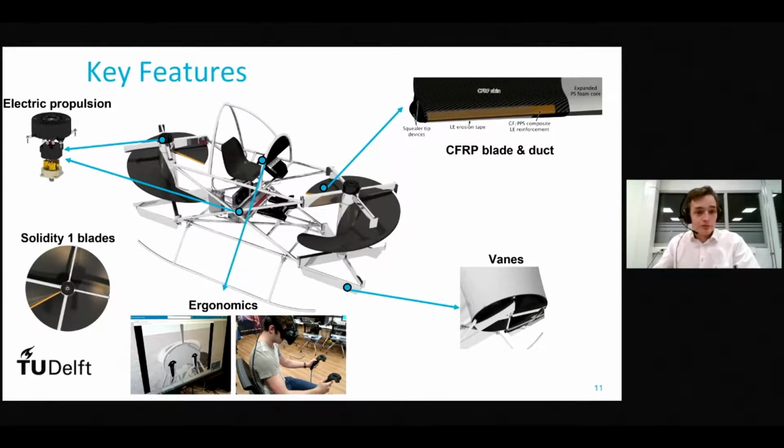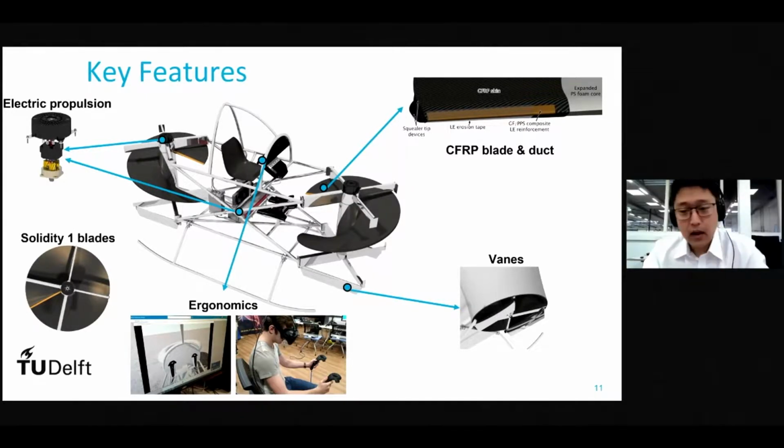So, Sungi. Yes, thank you. So to design our vehicle, we needed a way to estimate the performance of our aerial screw in flight.